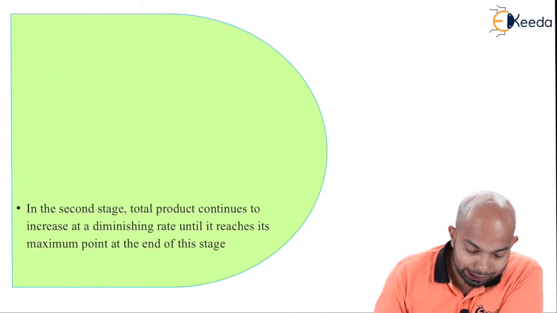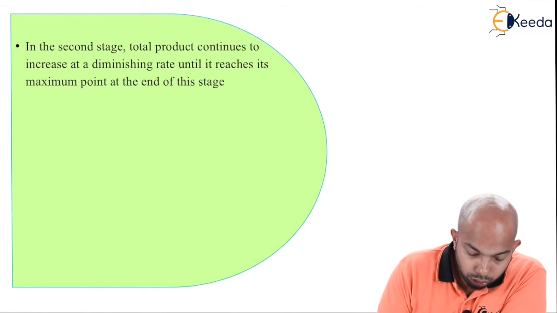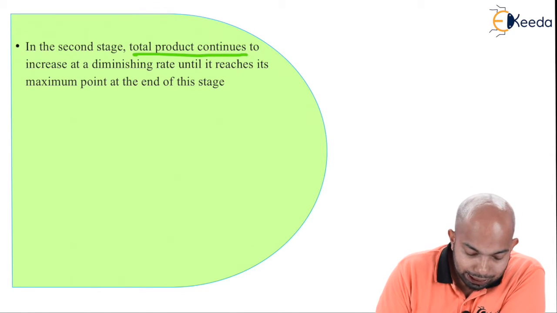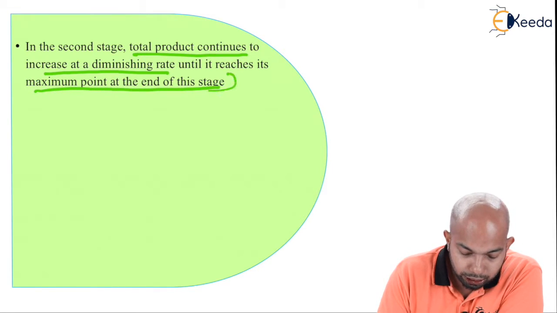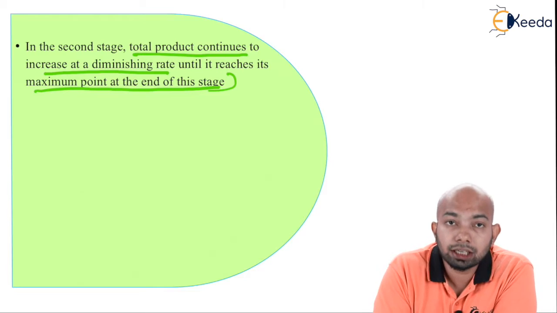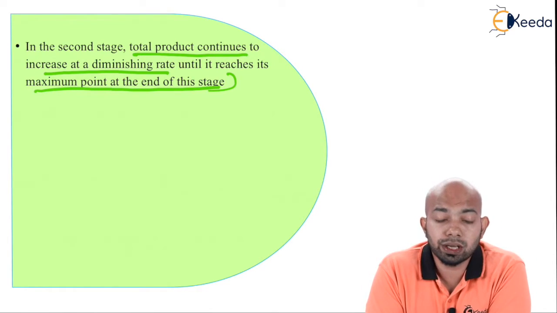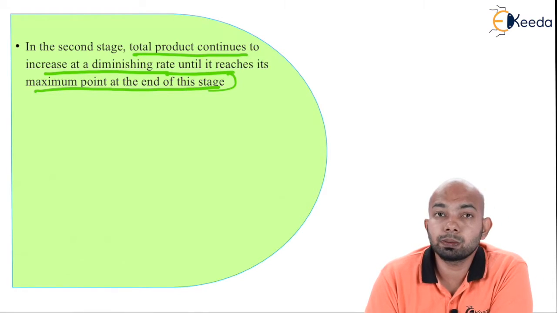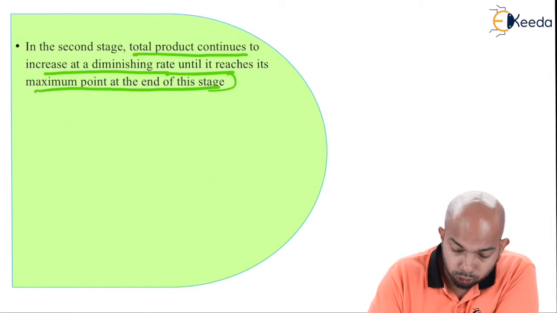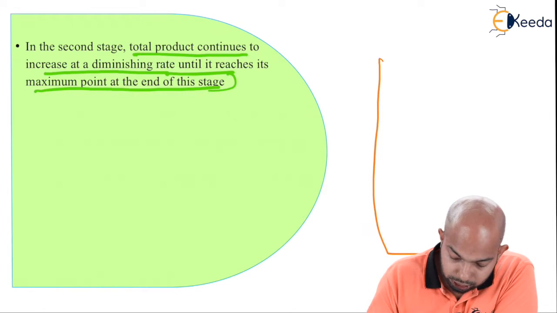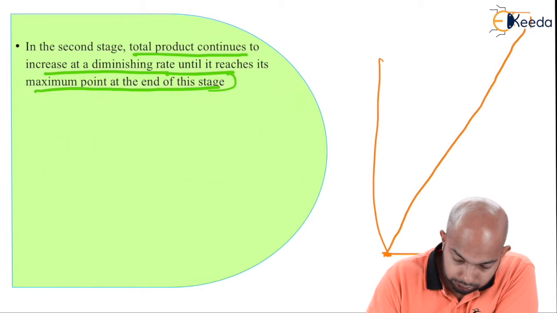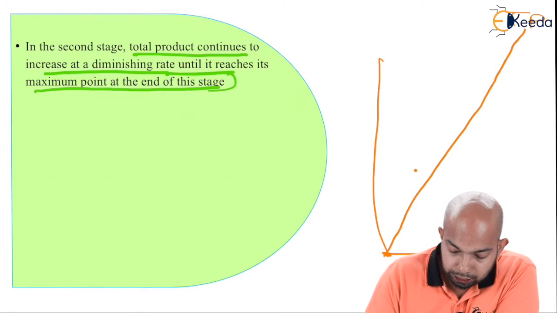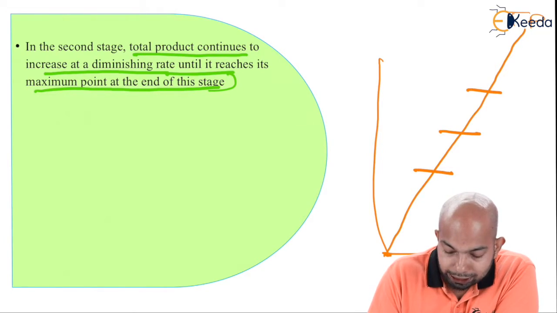Now, the next stage refers to total product continuing to increase at a diminishing rate until it reaches its maximum point at the end of this stage. The second stage is where the total product continues to increase at a diminishing rate until it reaches its maximum point. If you are taking the total product here, so this is my origin, here the total product keeps on increasing. This is the total productivity. It will keep on increasing at a diminishing rate.